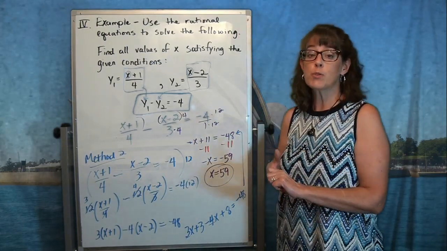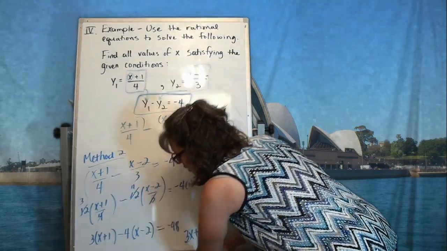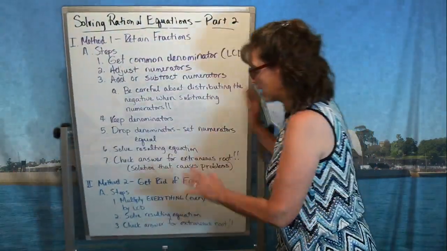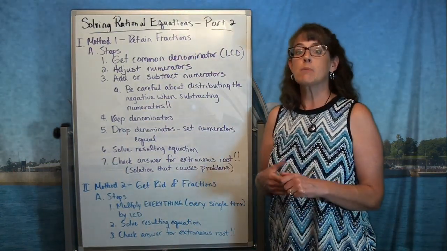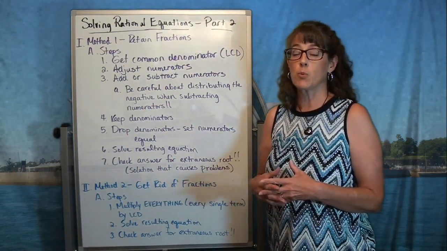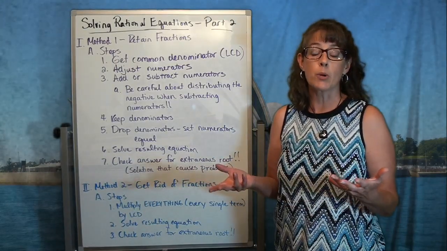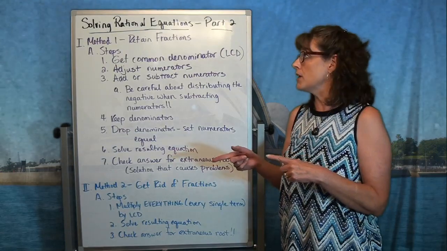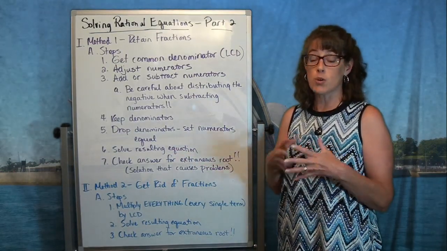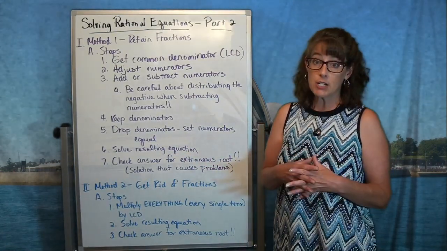So hopefully this helps with solving our rational equations. Yes, the denominator is complicated, it sure is, but we didn't have to do anything special to get that common denominator. We just needed to multiply by a single number, making life a little bit easier. But in the third video that I'm about to show you, we're going to have more complicated denominators.